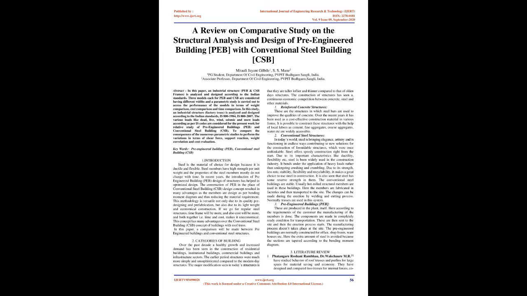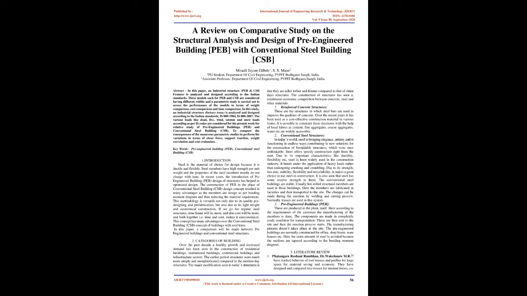In this study, an industrial structure, a factory truss, is analyzed and designed according to the Indian standards, IS 800-1984 and IS 800-2007. The various loads like dead, live, wind, seismic and snow loads as per IS codes are considered for the present work for the relative study of pre-engineered buildings, PEB, and conventional steel building, CSB.